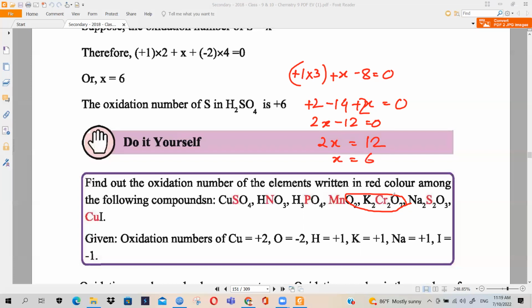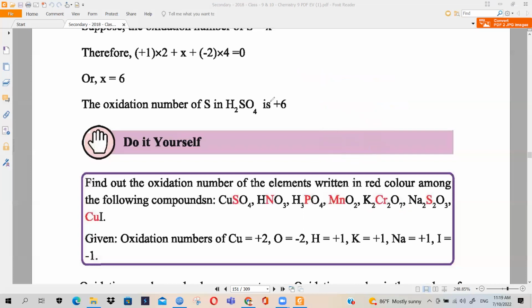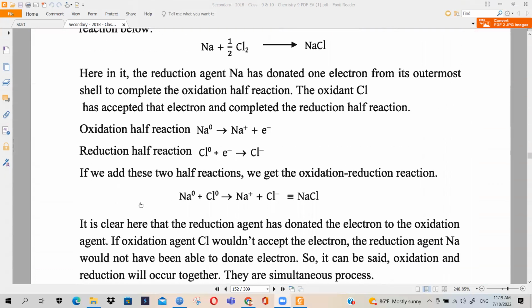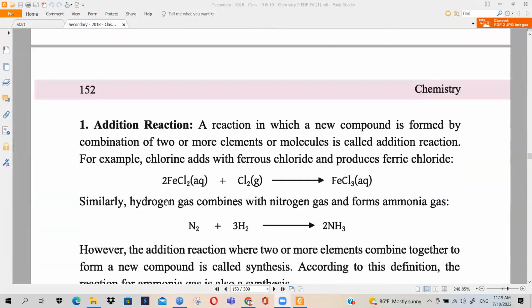Okay, so there are two chromiums. That is what we have to consider. I hope you will be able to solve these questions. All right, now try this redox reaction. Now you have understood how to write down the redox reactions. Now it's all about practice.